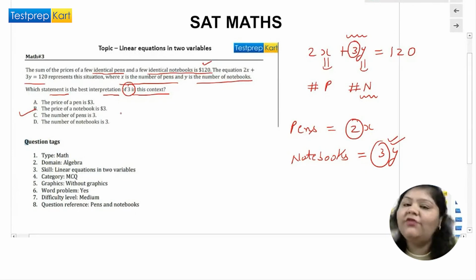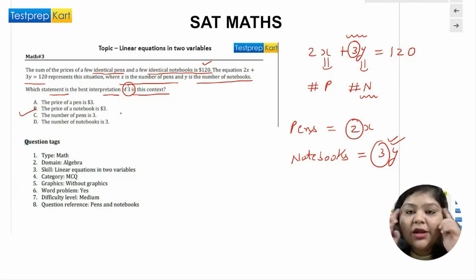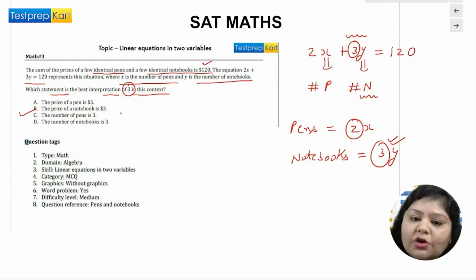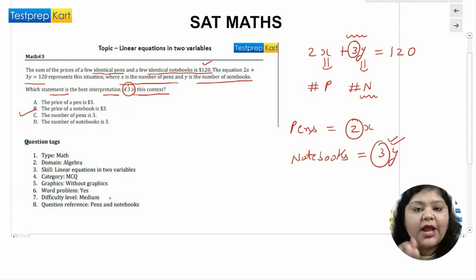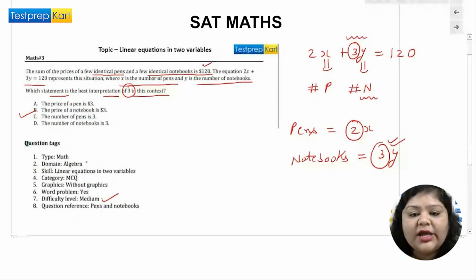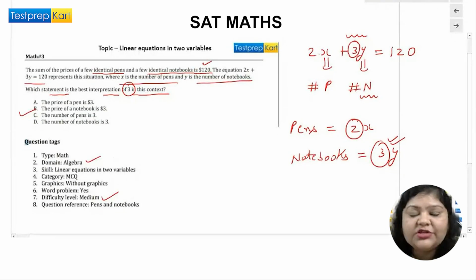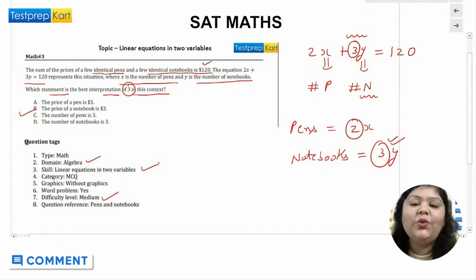Now see, we have already simplified this question. Now you suggest which level it belongs to. Of course, it belongs to the medium level, because it's not at all a difficult question. You just need to relate the statement and the mathematical equation. That is why it is mentioned as medium here. And of course it belongs to the algebra part because it has linear equations. Because it's a linear equation in 2 variables, the subtopic is mentioned as linear equation in 2 variables.